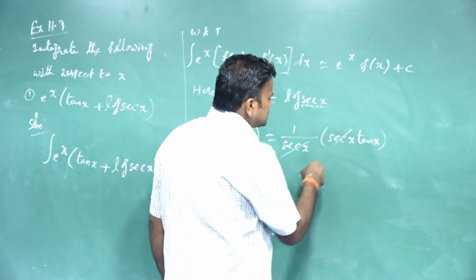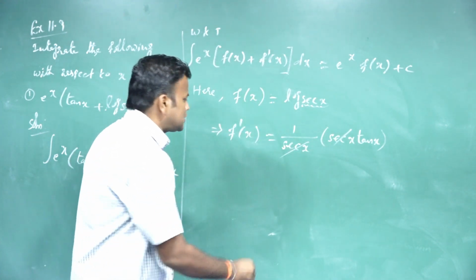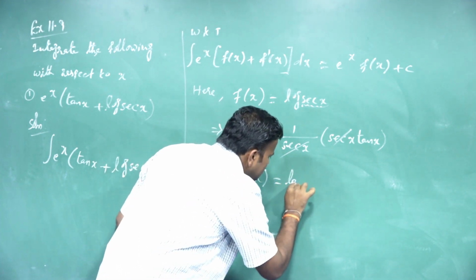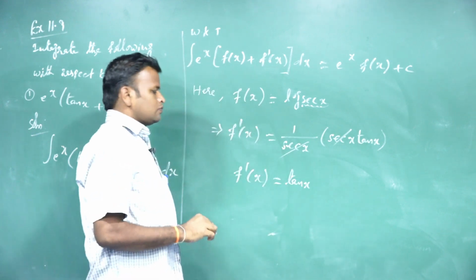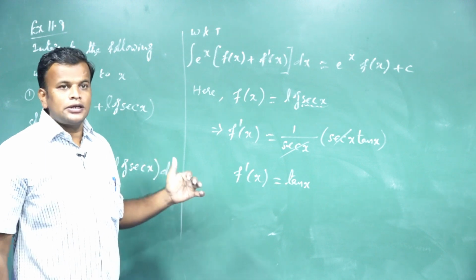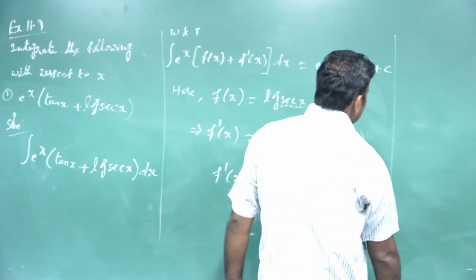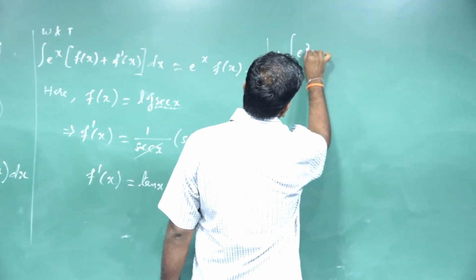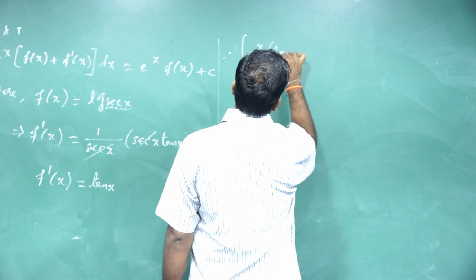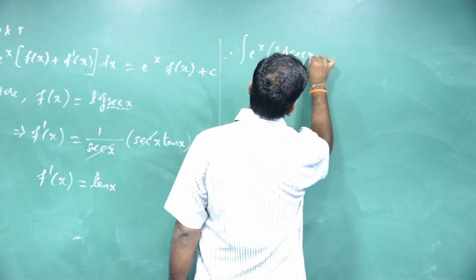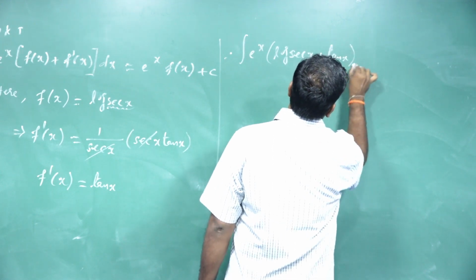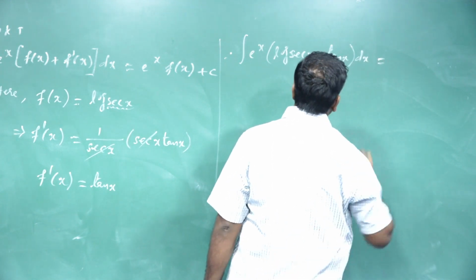Now we cancel this secant x. Secant x is cancelled. So f dash of x is exactly tan x. Okay? So exactly the differentiation of one term is nothing but the other term. So we write, therefore, integration of e power x, log secant x plus tan x into dx is equal to.